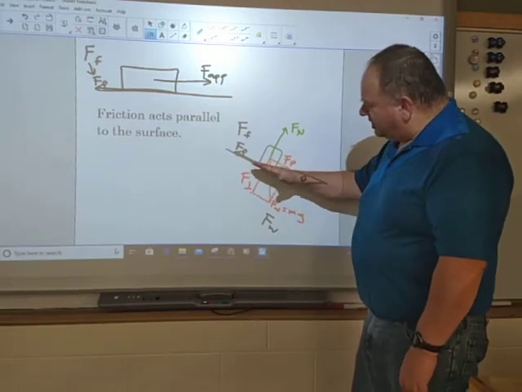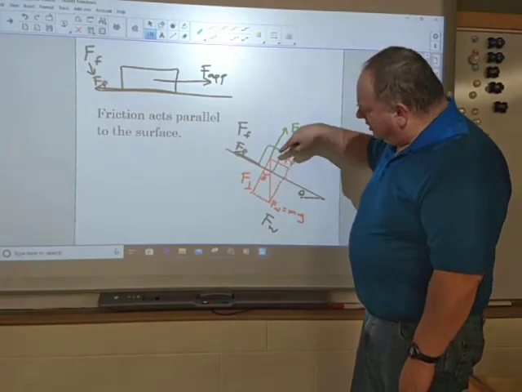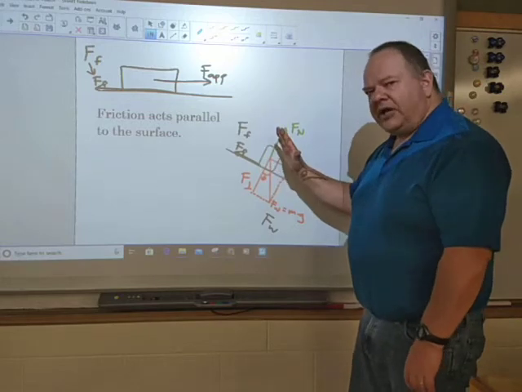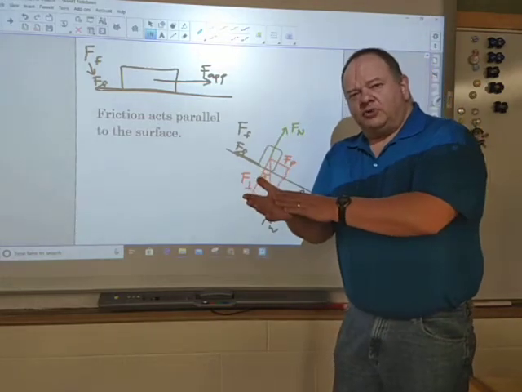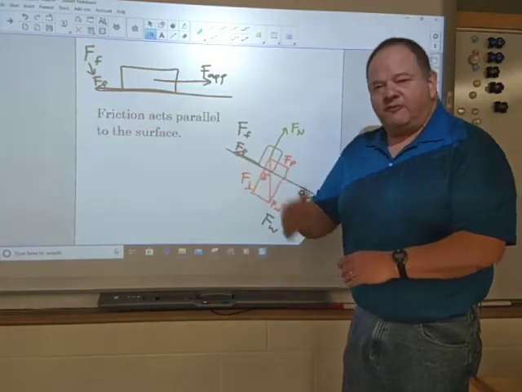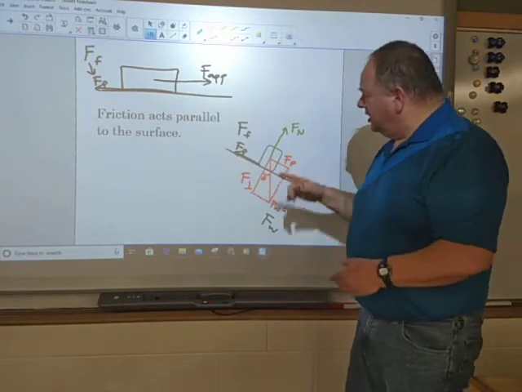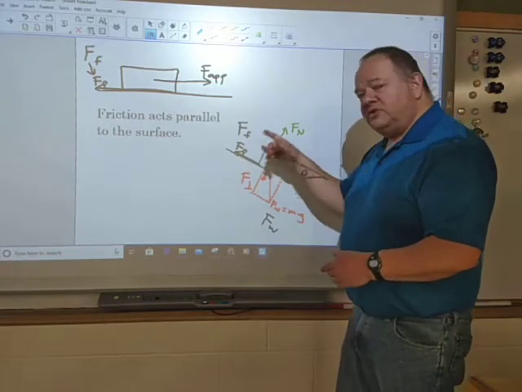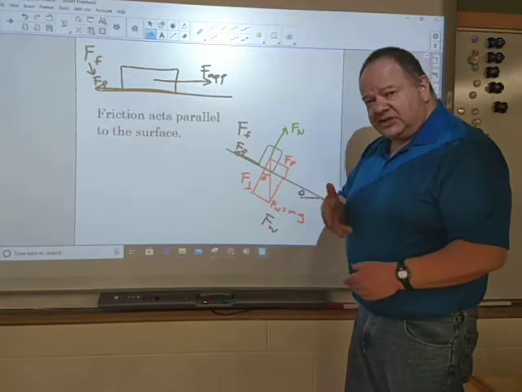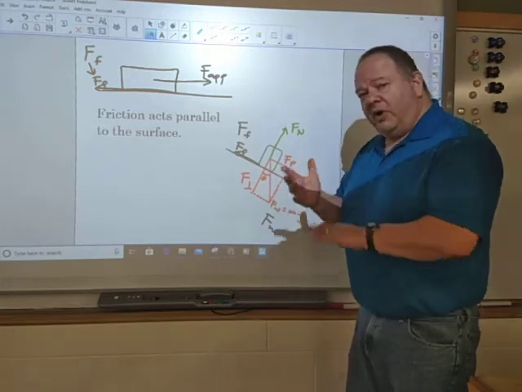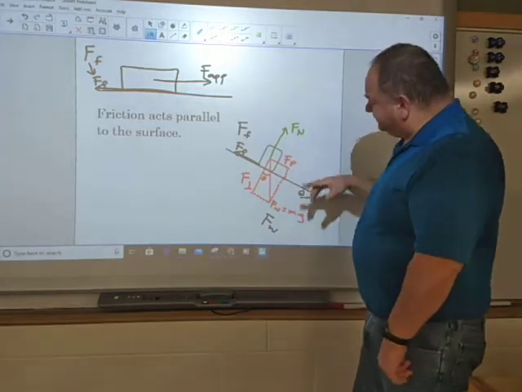Now, picture this. If the ramp gets steeper, the parallel component gets bigger, right? That's why when I held that protractor on my hand and I tilted it further and further, it eventually got to where the parallel component was more than the friction, and then it accelerated. Up to that point, friction held it in place.